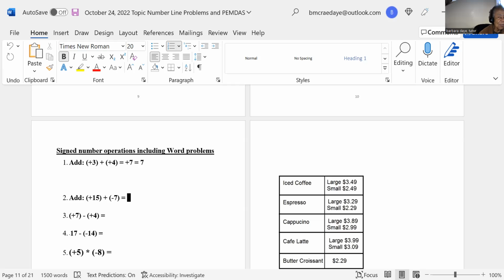Which one is bigger, the 15 or the 7? 7 is bigger. 15 or 7? 15. Okay, so what would be the sign? The 7 is bigger. Isn't 15 bigger than 7? Yeah, 15 is bigger. Sorry about that. Okay, so what would be the answer?